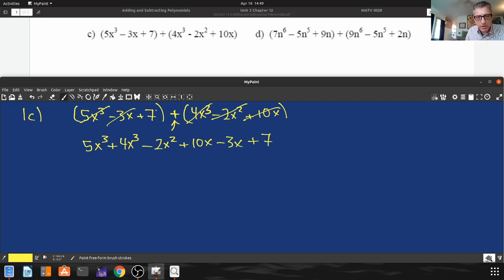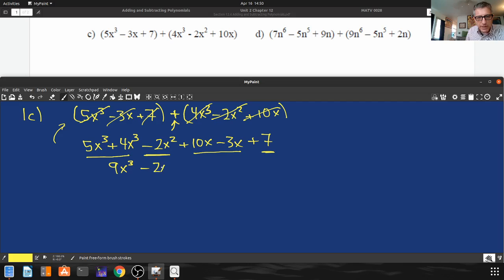The reason I cross them out is sometimes when you copy them down, you'll forget to copy down a term. So by crossing them out, I can quickly glance up there and say, oh, I've got them all. So these are like terms. This is a like term. These are like terms. And this is, so the minus 2x squared and the plus 7 are the only terms of that degree. So 5x cubed plus 4x cubed is 9x cubed.